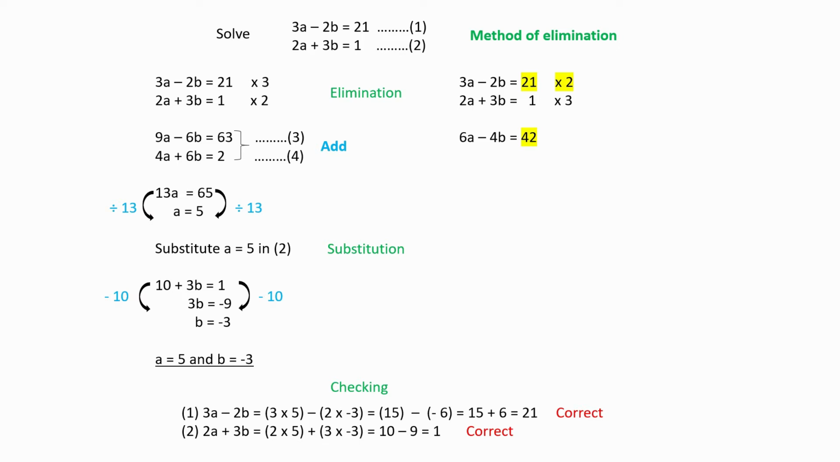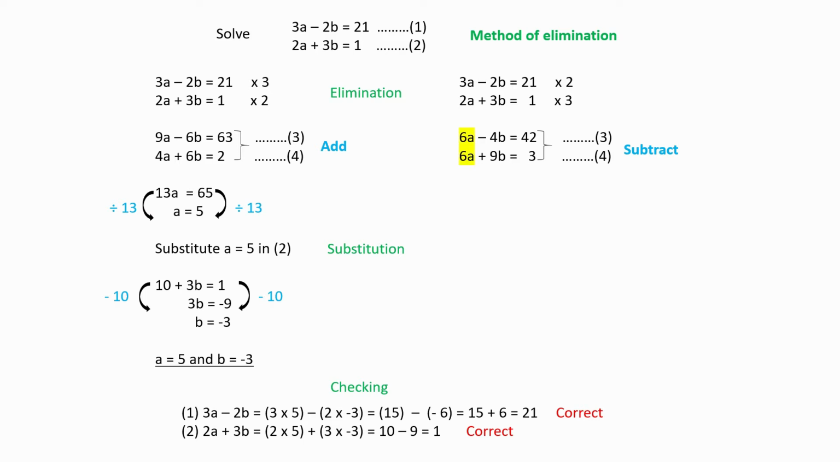Call this equation 3. 2a times 3 is 6a. 3b times 3 is 9b. And 1 times 3 is 3. Call this equation 4. By subtracting, the 6a's can be eliminated.